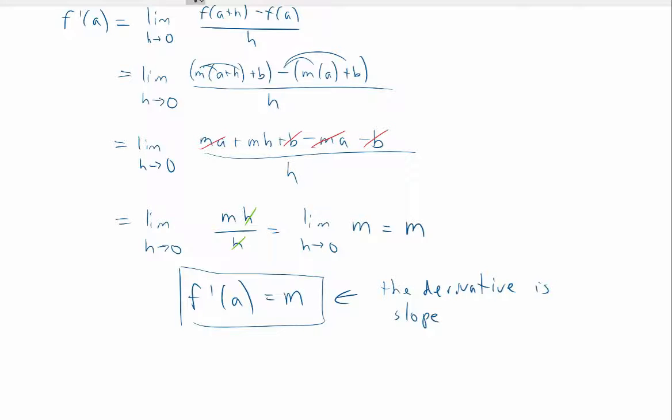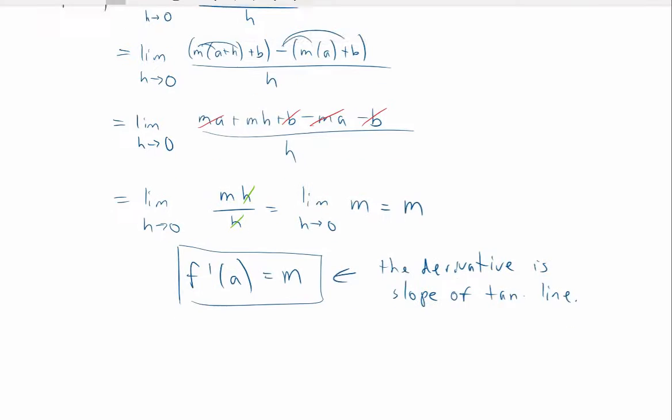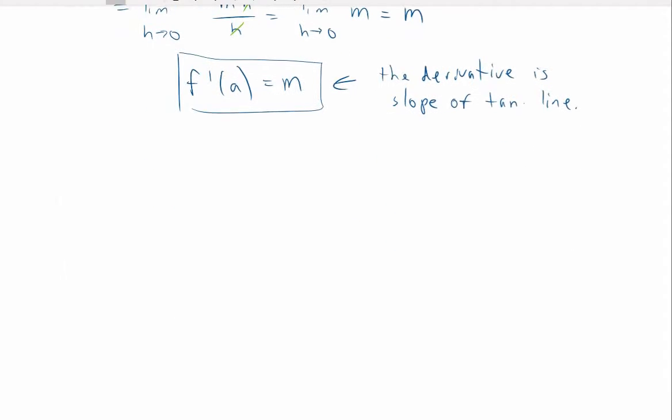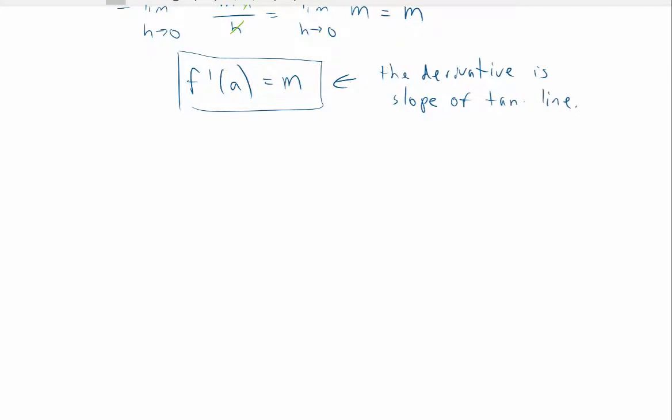Again, this is just reinforcing that the derivative is equal to the slope of the tangent line. And if the function is a line itself, then the tangent line is just the line. The derivative is the slope of the tangent line. So for a linear function, the derivative is just the slope. This is a general rule that's always true about any linear function. That's really important. Let's go ahead and generalize that.